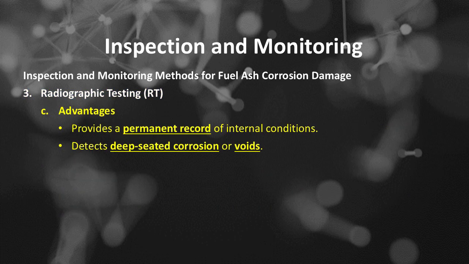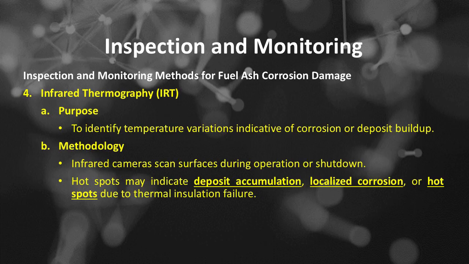Number C. Advantages. Provides a permanent record of internal conditions. Detects deep-seated corrosion or voids. Number 4 of inspection and monitoring methods for fuel ash corrosion damage is infrared thermography, or IRT. Number A. Purpose: to identify temperature variations indicative of corrosion or deposit buildup.